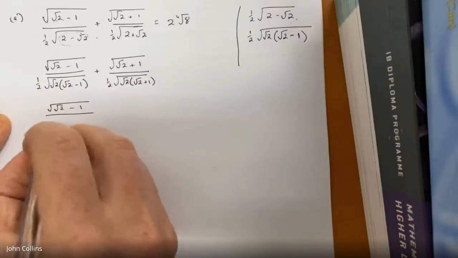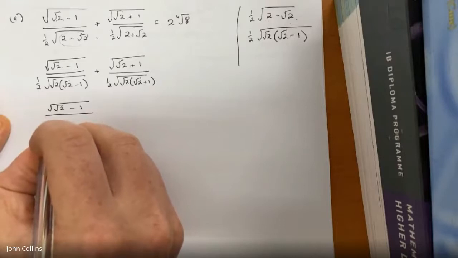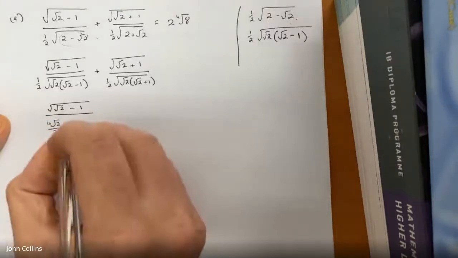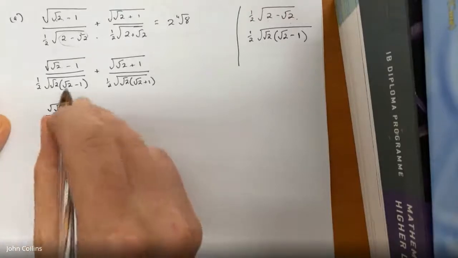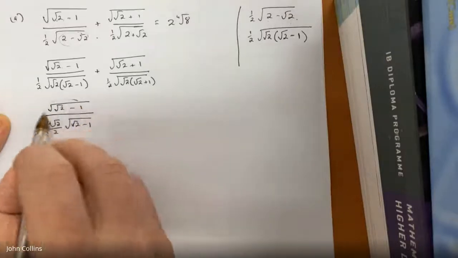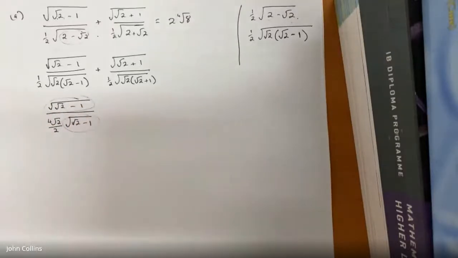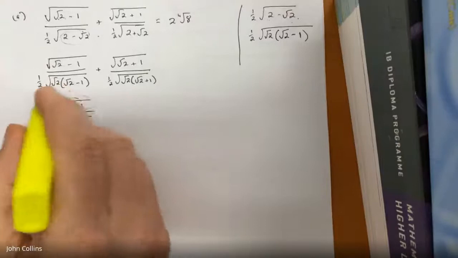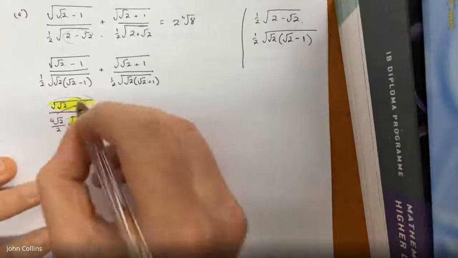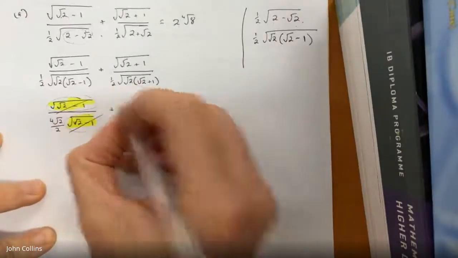And then all of a sudden, the fourth root of 2 divided by that half times, well, what's left behind? Root 2 minus 1. And now I can see that this and this is the same. That bit and that bit is the same. And therefore, it is just it over it, and that will cancel out. Okay, and that's going to happen over here as well.